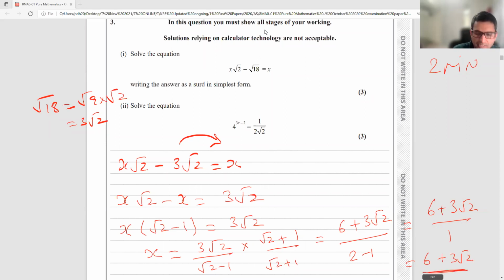We have done a similar question last lesson as well, I believe, which was from the 2021 paper. So this is very, very important.